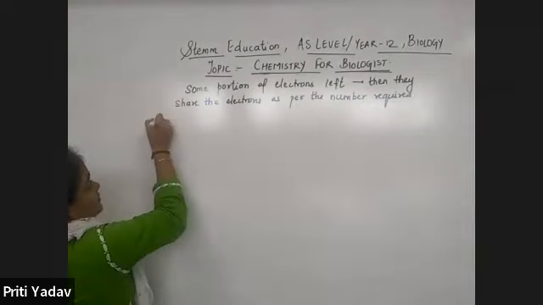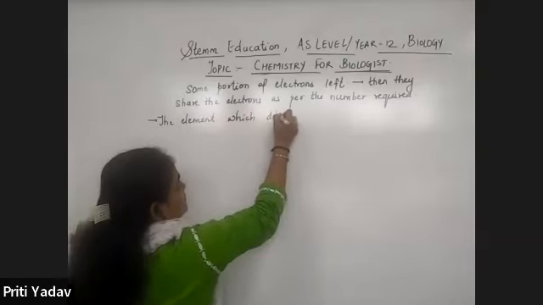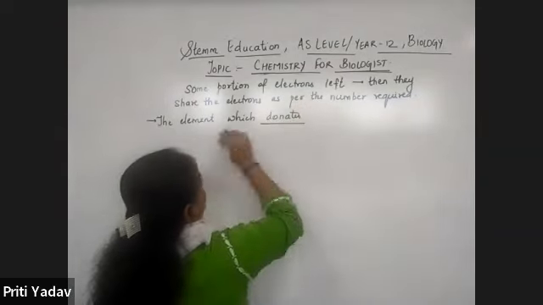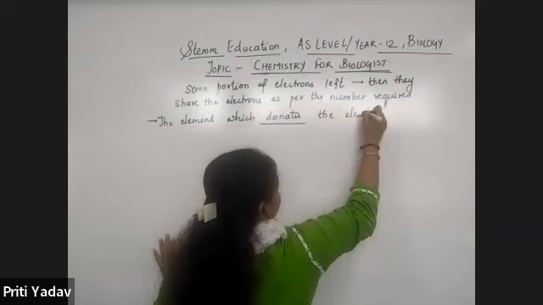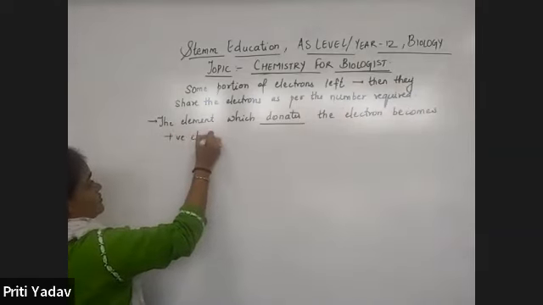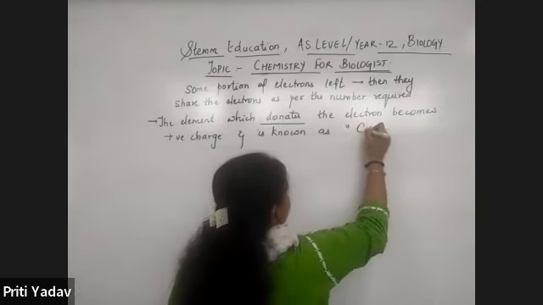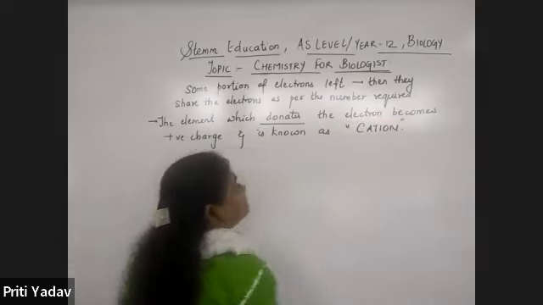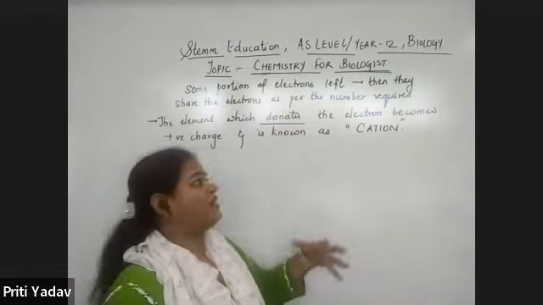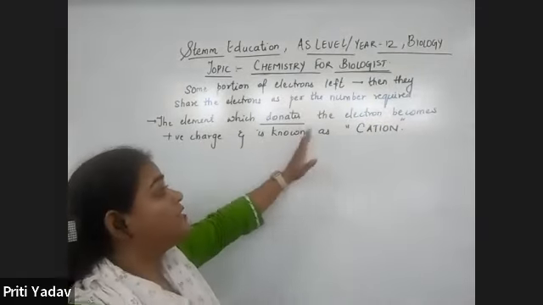Now, the element which donates, see the word donates, the one which gives, the one which is donor, okay? The element which donates the electron becomes positive charge and is known as cation. The element which donates, the one who is a donor, is actually bigger. They become positive. So the element which donates the electrons becomes positively charged and is known as cation.